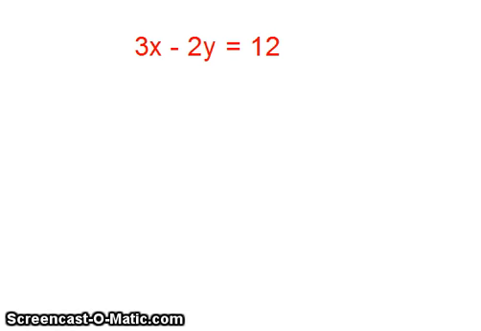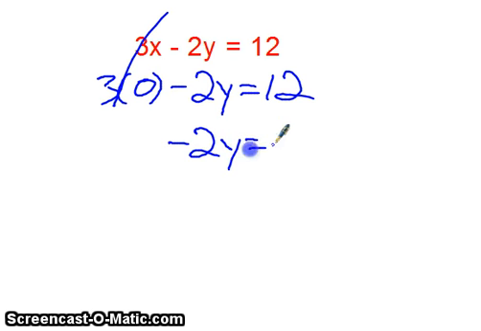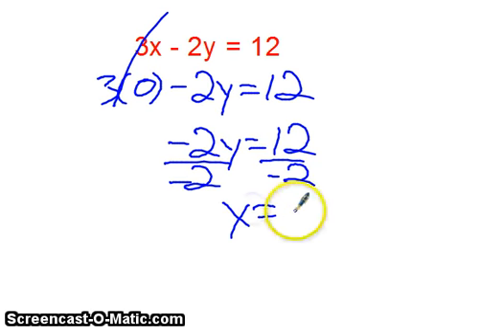The second way to determine x or y intercept is to simply let x or y equal 0. So if x is 0 in this problem right here, we'd have 3 times 0 minus 2y equals 12. Well, 3 times 0, that whole term goes away, and we're going to have -2y equals 12, and we divide by -2, and y equals -6 is going to be our y-intercept.